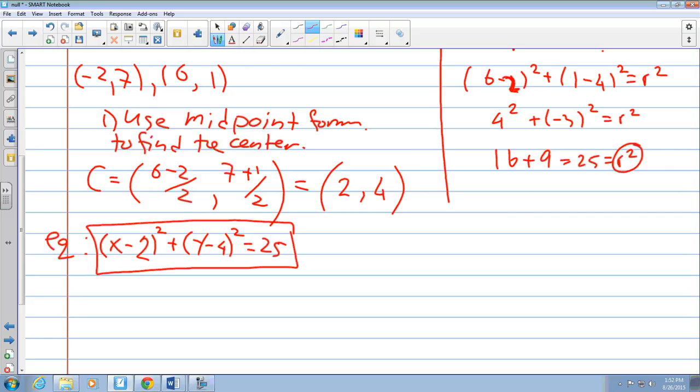So I was just going 6 minus 2, right, so that's a 4 squared, and 1 minus 4.